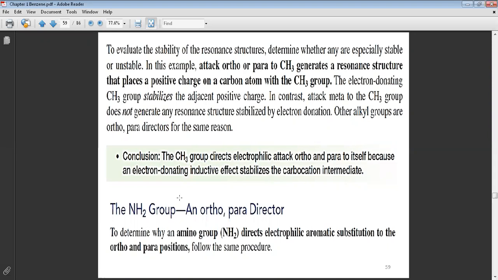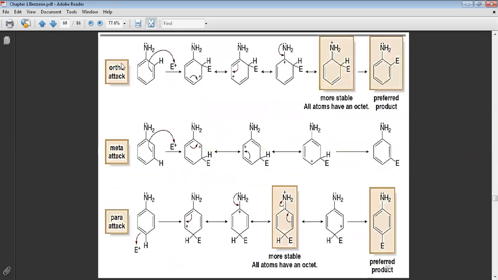Now, take this. The NH2 group is an ortho, para director, like the alkyl group, but the alkyl group is by induction, and the NH2 is by what? By resonance. To determine why the amino group directs electrophilic aromatic substitution to the ortho and para positions, we follow the same procedure: ortho, meta, para. For ortho, this will open to attack the electrophile. We have a positive charge. Yes, we have a resonance structure. This will come to here, and the positive charge comes to here.